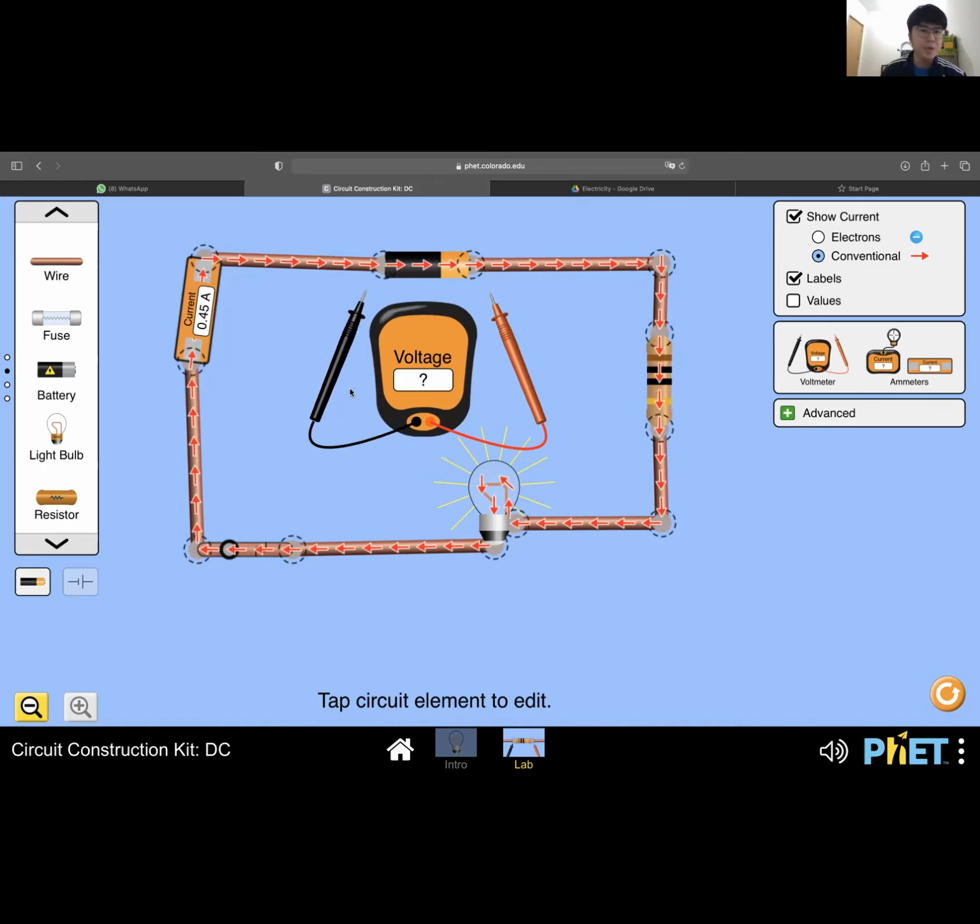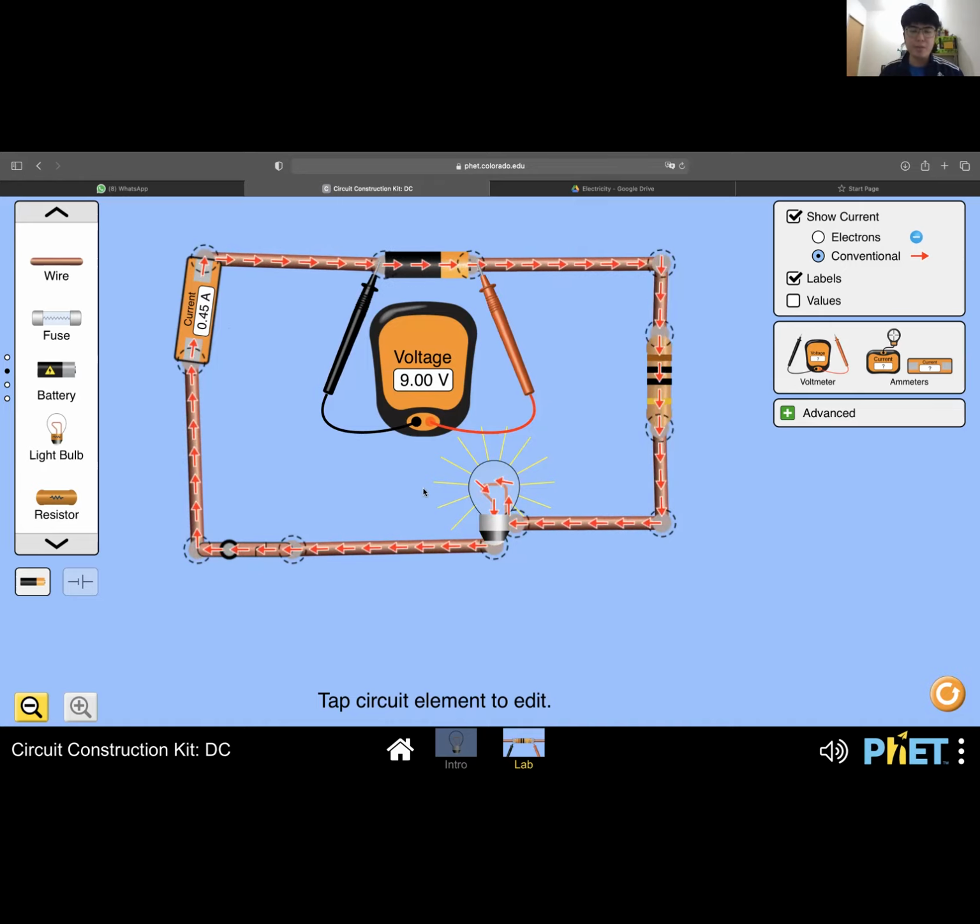The way I measure voltage is I need to pick two points before and after a specific component. Let's say I want to measure the voltage of the battery. Then I would choose the point before and the point after. We always measure voltage across a component. I pin it over here and over here, before and after, then you can see the voltage of the battery. How many volts? This is 9 volts. So a 9-volt battery gives me a current of 0.45.